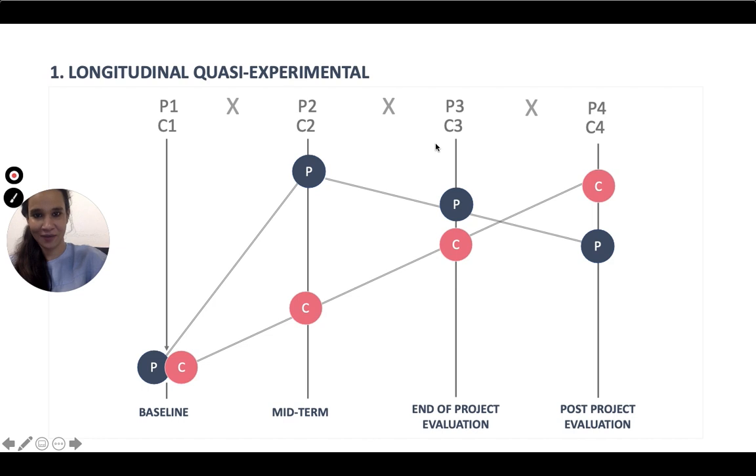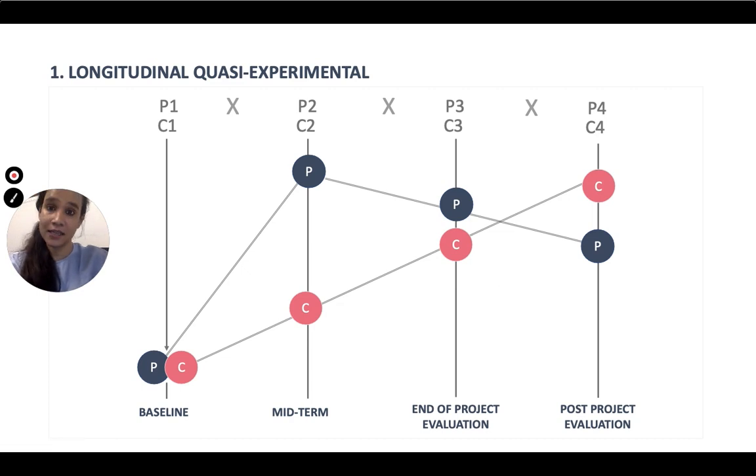Now, how do you read this diagram? There is a participant group and a control group in pink. We are then looking at different timelines, wherein we have baseline, check-in, a midterm, end of project, and even post-project. So at different stages, how does the comparison group and the participant group fare? When you're looking at a quasi-experimental study, you are looking at both a comparison group as well as a participant group. You are measuring them over different points in time.